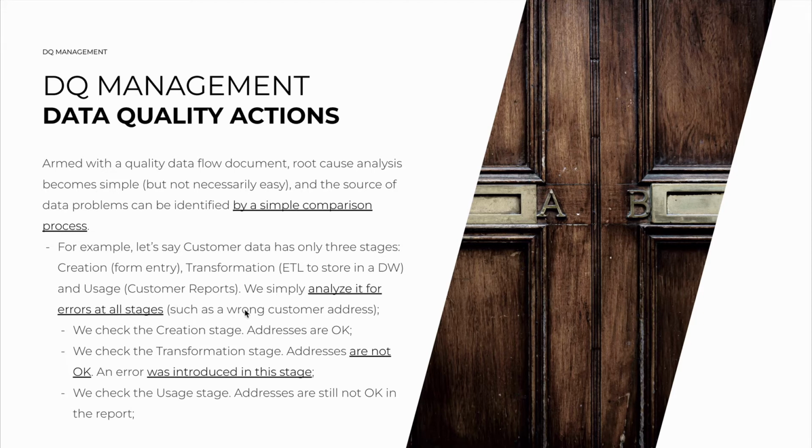For example, let's say that we're missing the customer address. So we first check the creation stage. At this stage, it appears the addresses are okay. Then we check the transformation stage. Addresses are not okay here. Profiling reveals it. So the error was almost certainly introduced at this stage. And we can stop here, or we can continue to make sure that the error continues in other stages. For example, at the usage stage, maybe the error is still there. Or maybe someone actually fixed it, or maybe they created another error.